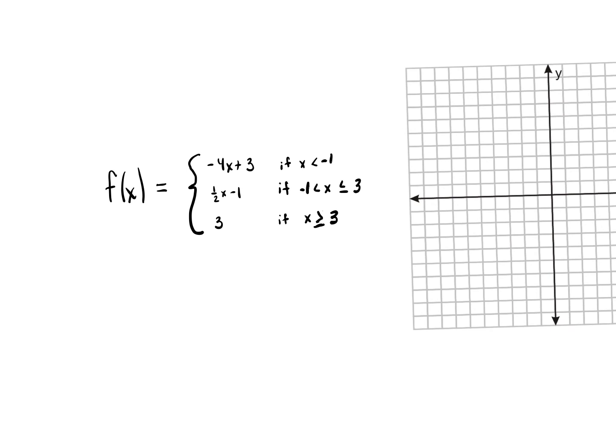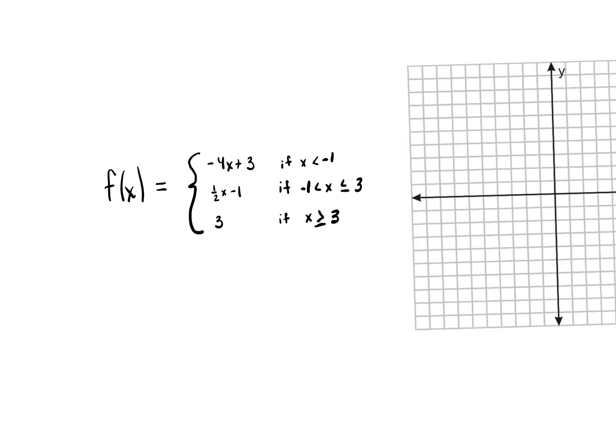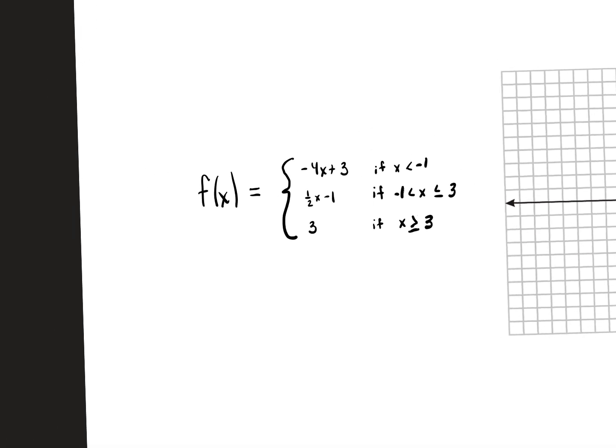Okay, there's three different functions here. I have y equals negative 4x plus 3, y equals negative 1/2 x minus 1, and y equals 3. So let's just take each line. They're all lines, I know, because everything's the first power. So I'm going to take each line and use a different color. First one I'm going to do is y equals negative 4x plus 3.